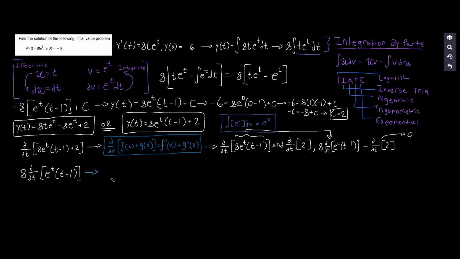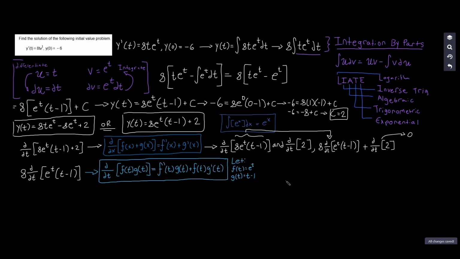The product rule for differentiation can be written as follows. Let f of t equal e raised to the power of t, and let g of t equal t minus 1. Now let us unveil their derivatives respectively. The derivative of e raised to the power of t is just going to be e raised to the power of t. The derivative of t minus 1, well, the derivative of t is 1, and then the derivative of negative 1 is 0, so that means that the derivative of t minus 1 is going to be 1.